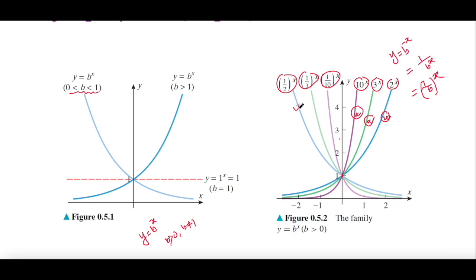But this one and this one are called decreasing exponential functions, and these are the increasing exponential functions. Why increasing? Because y increases when x increases, and here y decreases if you increase x.